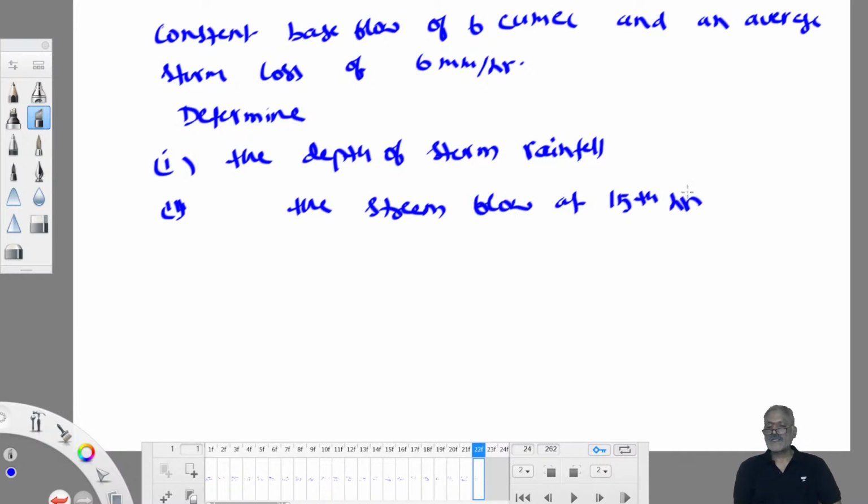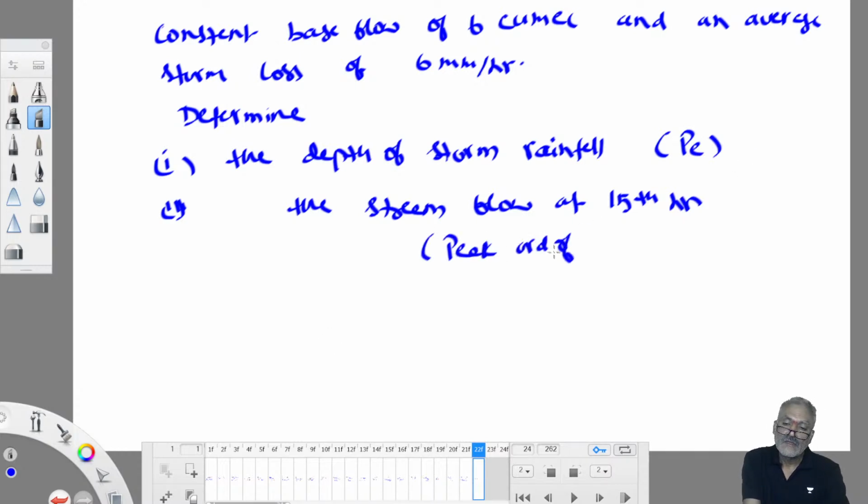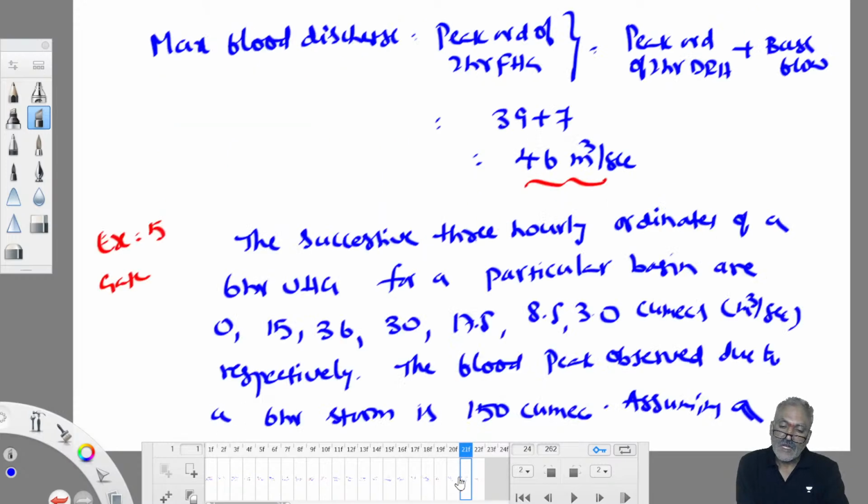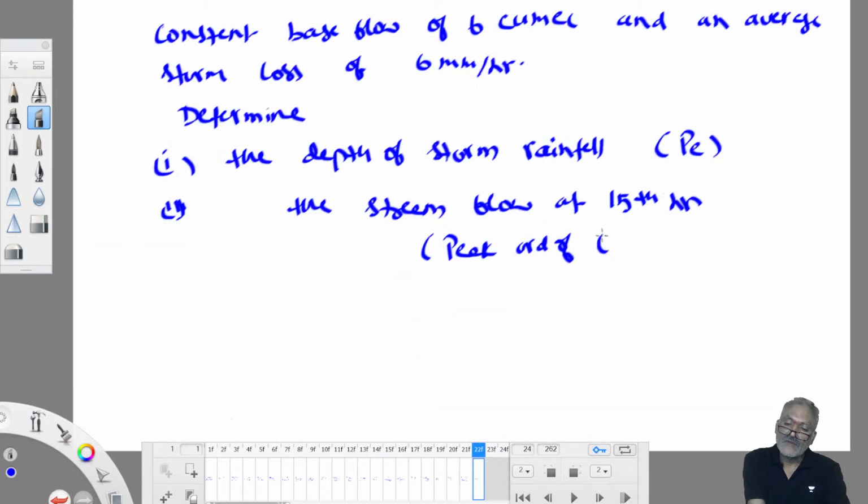This is a good question. What we have been asked to work out is the depth of storm rainfall. Storm rainfall means what? The P value. Rain is occurring over a catchment. What is the rainfall value occurring in a catchment? Depth of storm rainfall means PE. Stream flow at the 15th hour means the peak ordinate of the 6-hour storm duration, our 6-hour flood hydrograph or storm hydrograph. It is asking two things. This and this are unknowns.